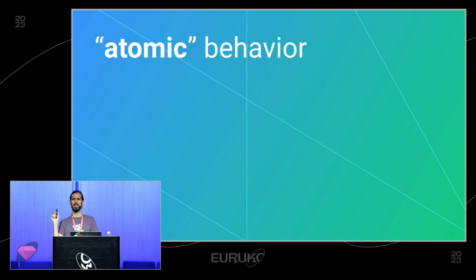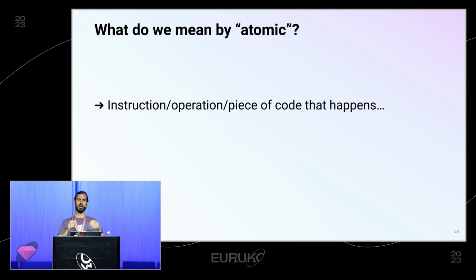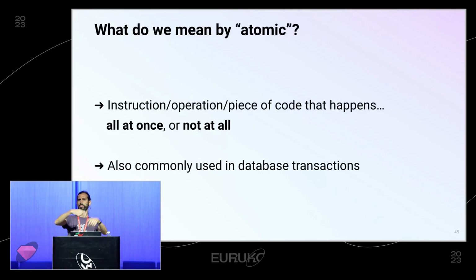Okay, let's talk a bit about atomic behavior. So what do we mean by atomic? By atomic, we mean some instruction or operation or piece of code that happens all at once or not at all. So it's atomic in the indivisible sense of the word. And this is a concept that shows up in a bunch of tools. For instance, it's very used in database transactions. Database transactions are atomic. So you can read from a bunch of tables and write to a bunch of tables and then just say commit, and that is atomic. And other transactions cannot observe the middle of you doing these operations.